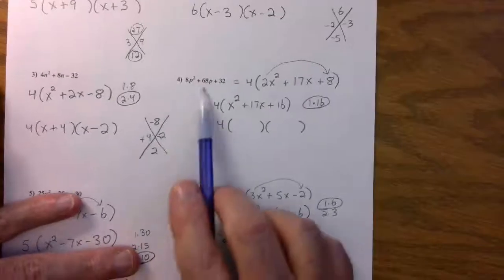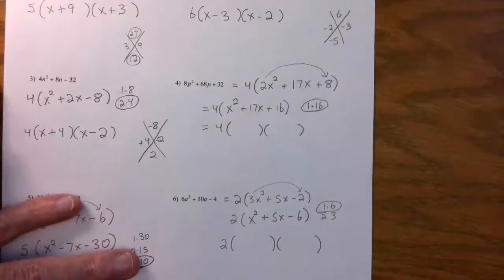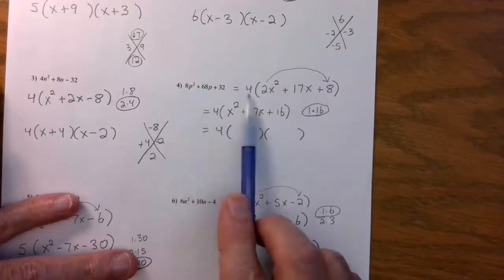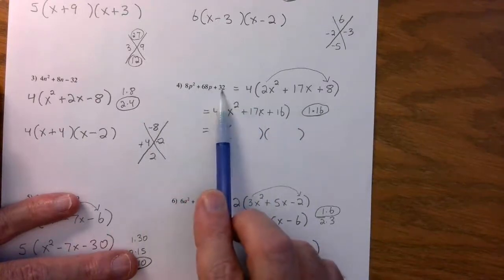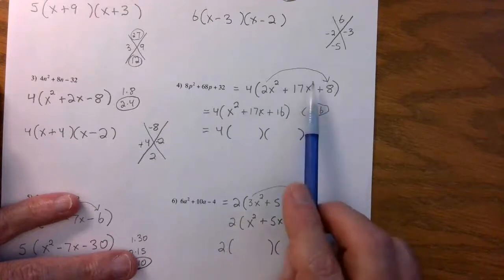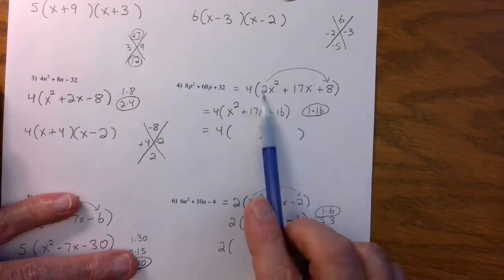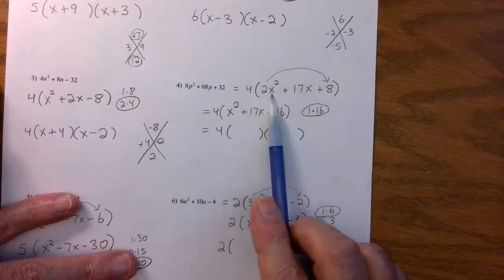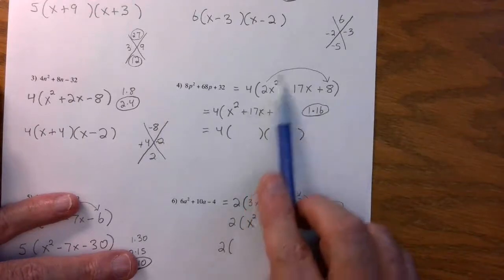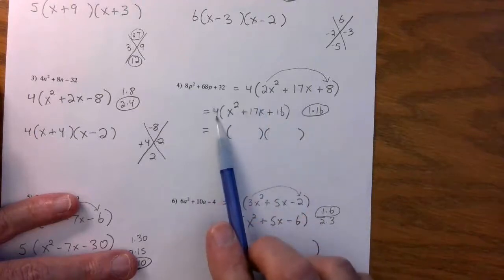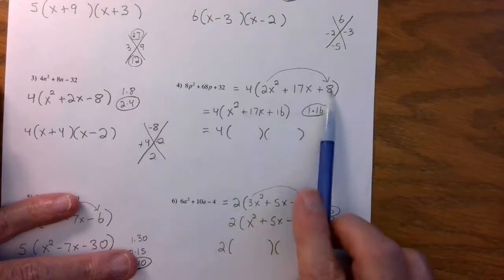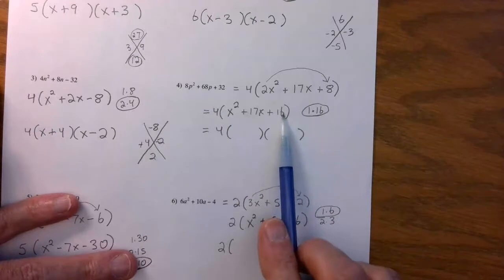All right, guys, let's look at number 4. Again, it has a greatest common factor of 4. You can take out the 4 between 8, 68, and 32. But when you do that, there's still a 2 in front of the x squared, so we have to slide this back. Now again, don't forget about the 4. Keep it along. We slide it back, so this becomes 16.